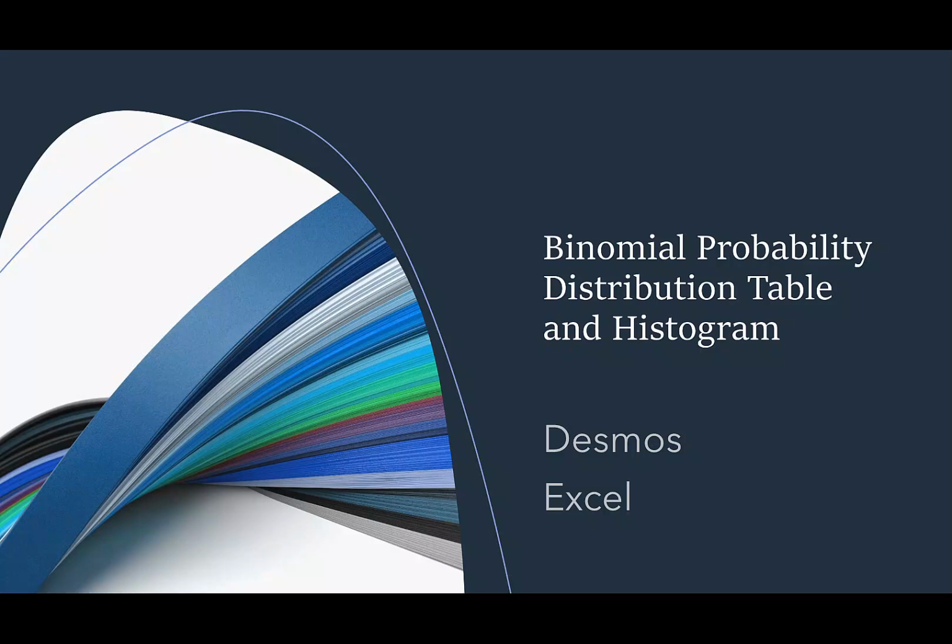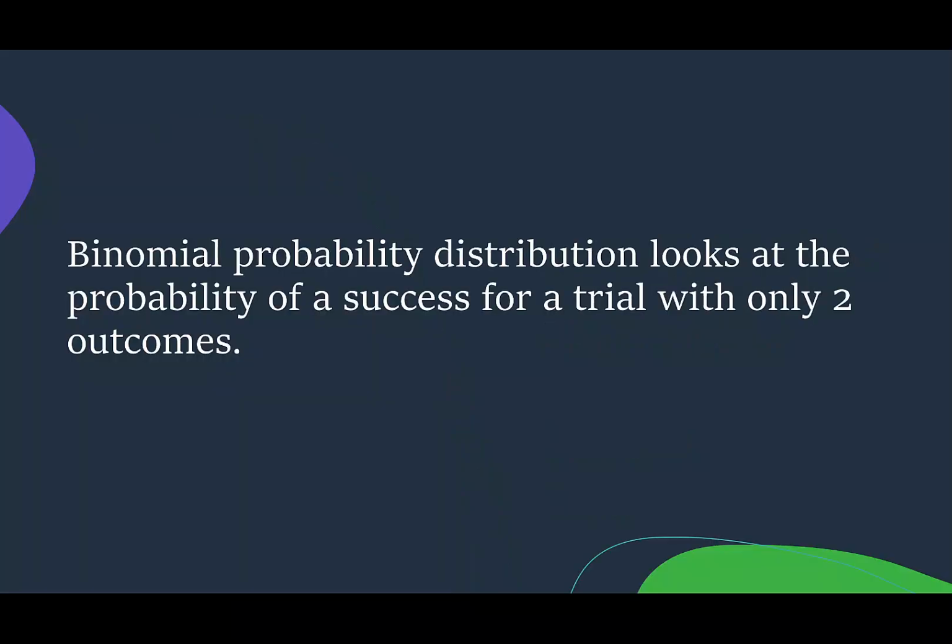Hi everybody, today we're going to talk about binomial probability distribution tables and histograms. I'll use Desmos to find the binomial probability distribution, then I'll show you how to make the histogram in Excel. As a reminder, binomial probability distributions look at the probability of a success for a trial with only two outcomes.